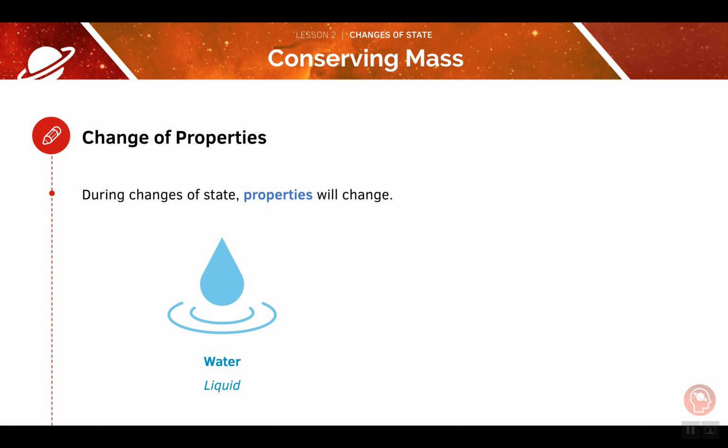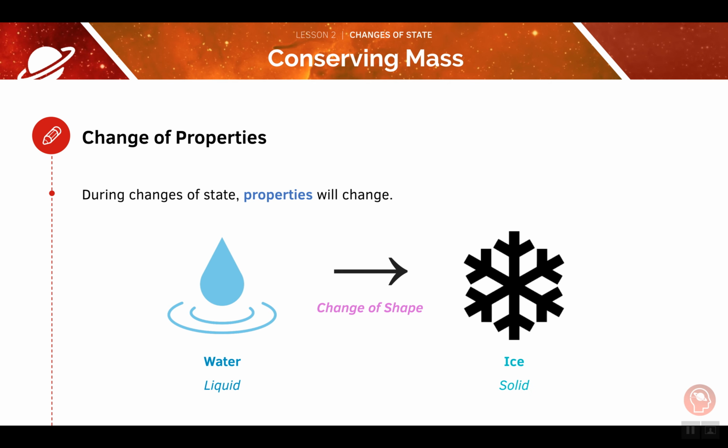For example, when water goes from a liquid to a solid, the ice will not be able to take on the shape of the container. However, when ice turns back into water, it will be able to take on the shape of the container.